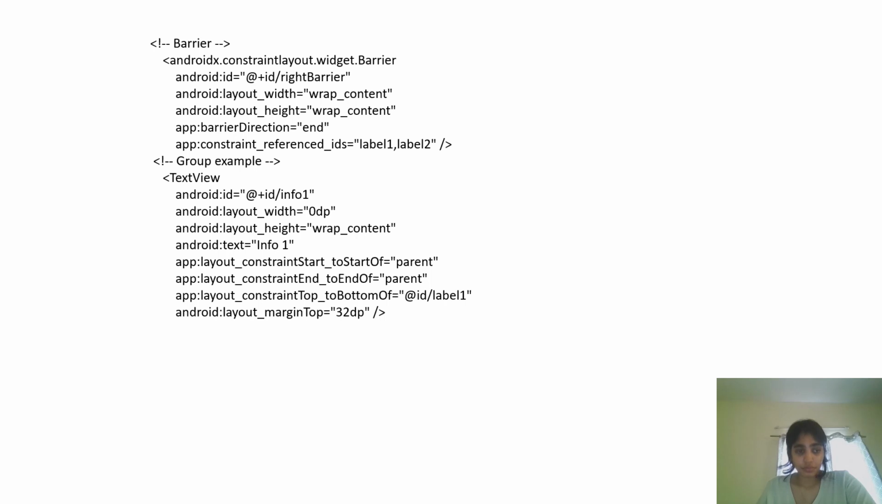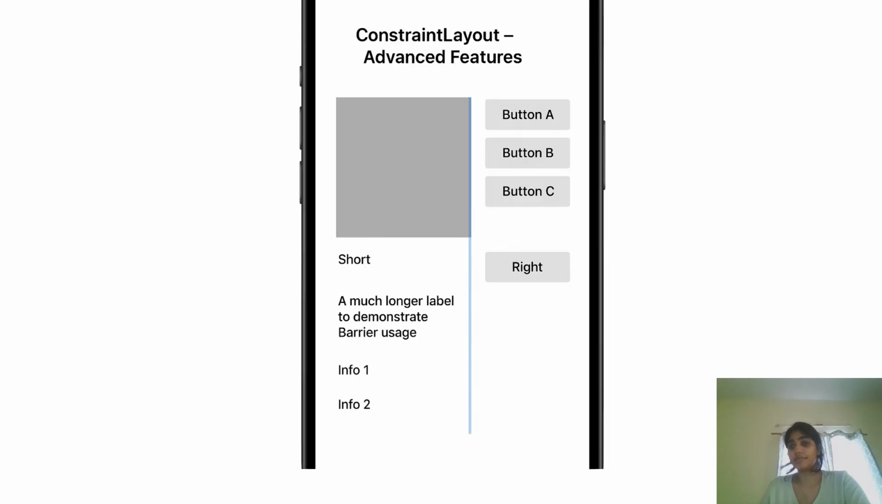As you know, the barrier: a short text label below the image, a longer text label placed beside the first one, and it creates a dynamic invisible line after the longest of the two text views. If one grows longer, the barrier automatically grows. And the last one, we included the test button, two test items placed vertically. And this is the output we got.